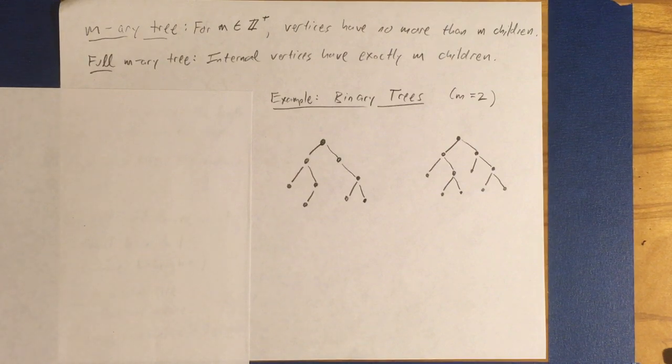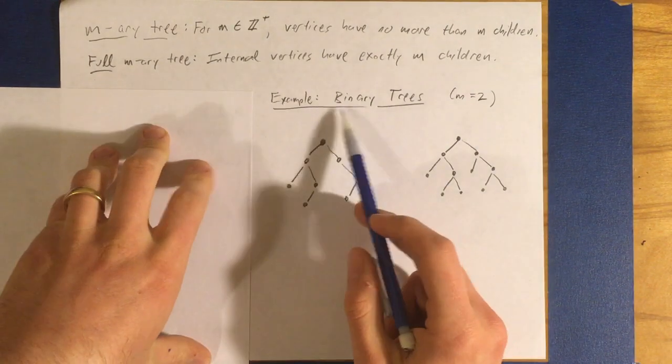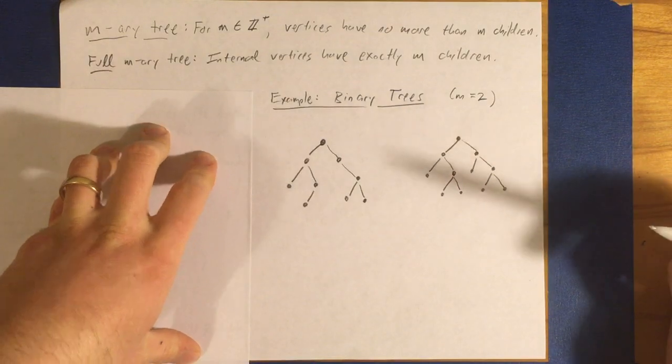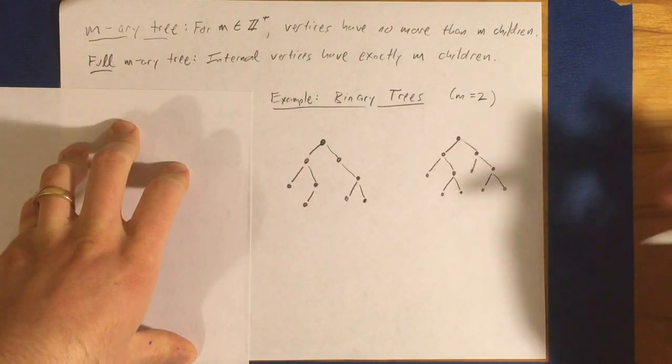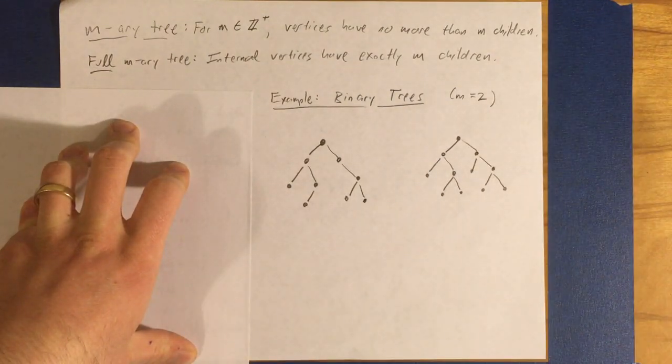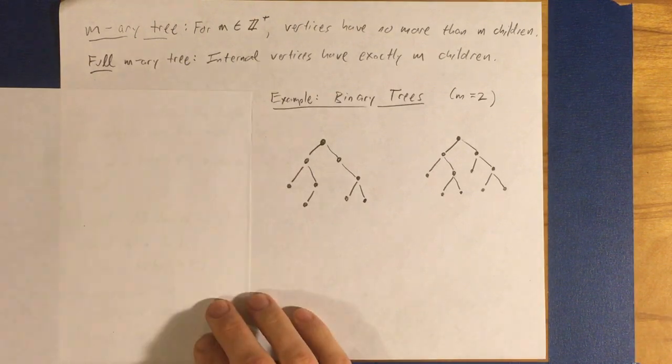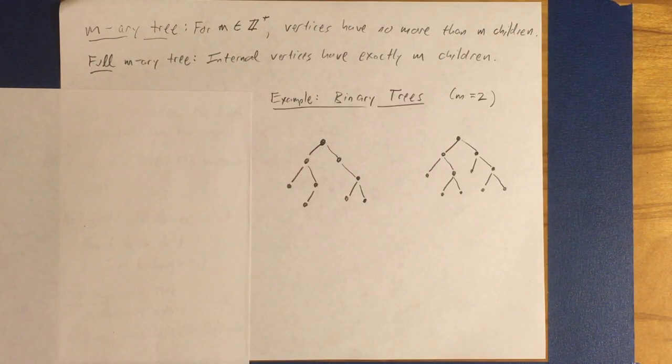So we're going to look at an example of that where m equals 2, called a binary tree. Binary trees are especially important in computer science because there are some data structures that are built around binary trees, which we'll get to shortly. Another definition here: an m-ary tree in general is called full if internal vertices have exactly m children. So here are two examples of binary trees.